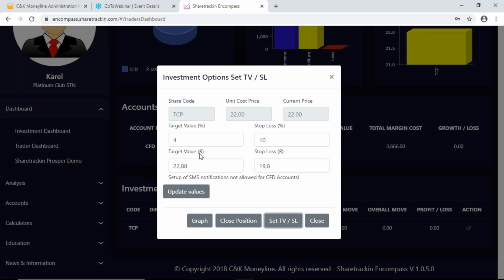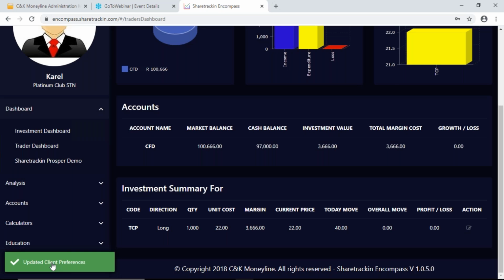Now I say, okay, I want a target value of 4%, or let's say 8%, and a stop loss of, let's say, 5%. And then I would say update values, client preferences updated. So this should then close it for you. Okay. Does anyone have any questions on what I just explained?